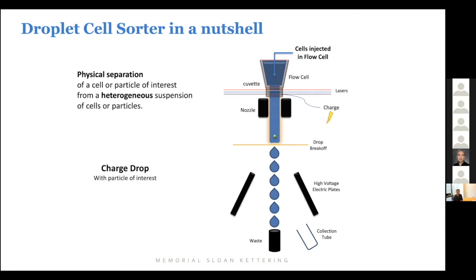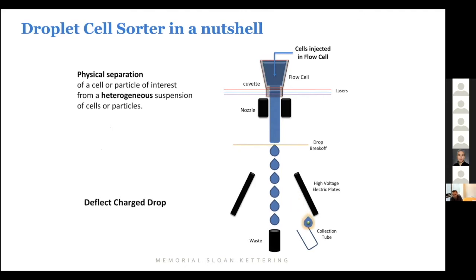So again, we're electrocuting at least the stream and possibly the cells, and then the droplet breaks off and it uncharges the stream. So only the droplet that contains the cell of interest is charged, right? So once that drop goes through the high voltage electric plates, it will be deflected. So only the droplet, and in this case, oops, it missed the tube. Something went wrong with the animation, but it's a good point for what I want to talk about today. But anyway, so the droplet is deflected, hopefully into the right tube.